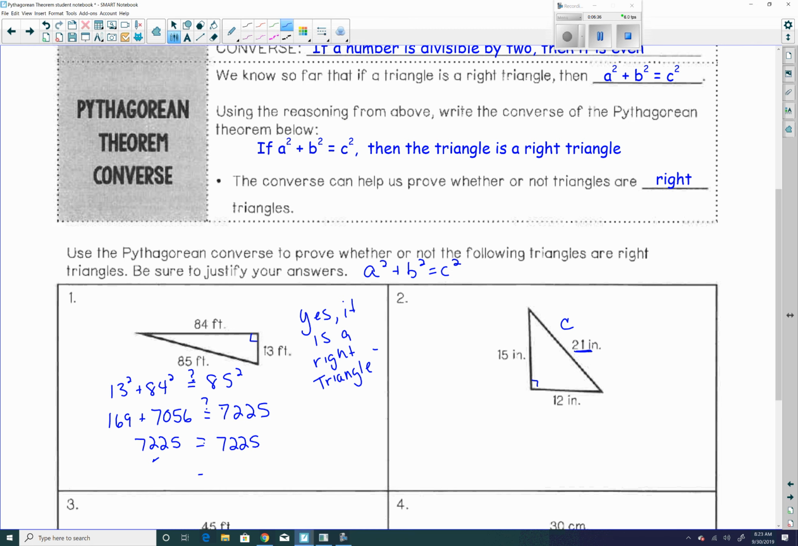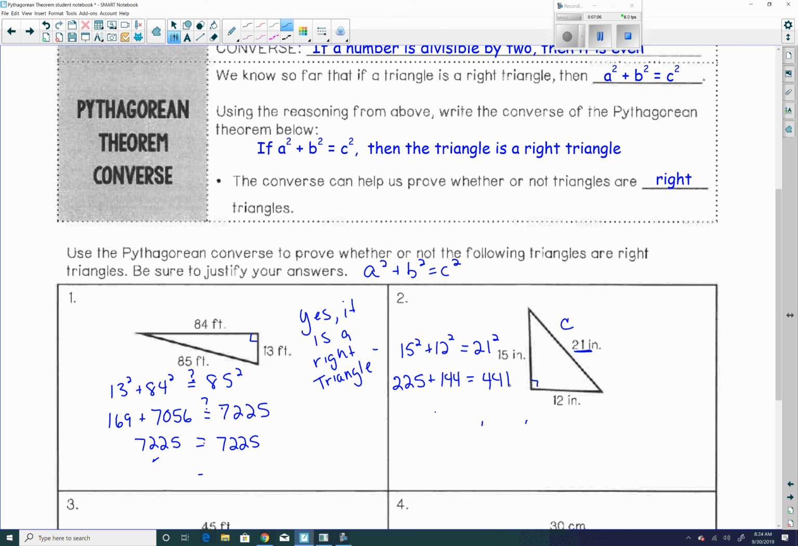Okay, the way I'm going to set it up, 15 squared plus 12 squared. Does that equal 21 squared? I don't know. Let's see, 15 squared is going to be 225. 12 squared, of course, is 144. Oops, that should be plus. And 21 squared is 441.